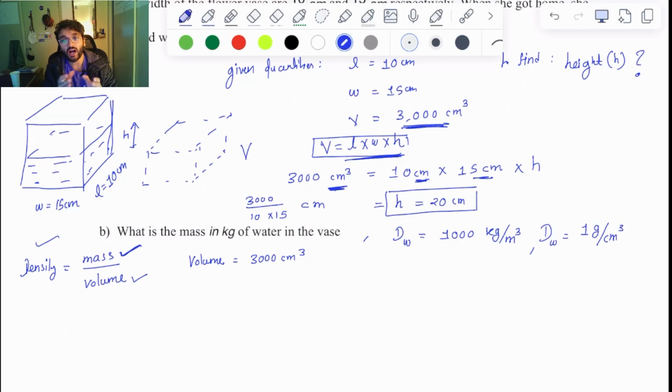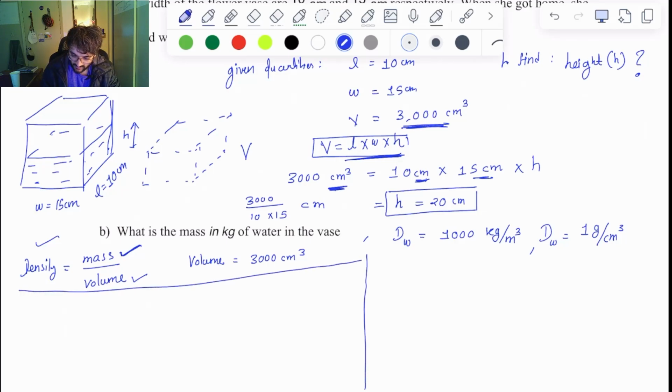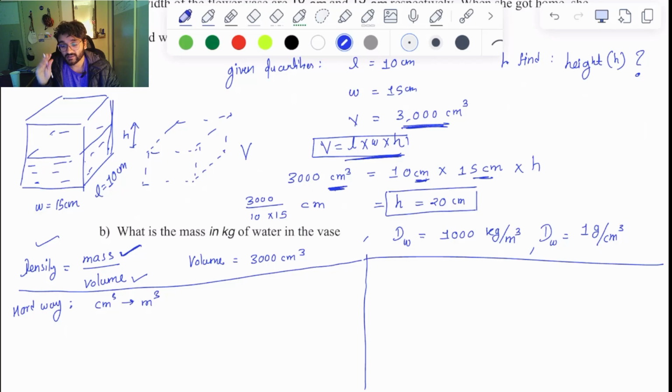Okay, so let me do the hard thing first. Let me just make a division here. Hard way: centimeter cube to meter cube. As I said, step one, convert that centimeter cube to meter cube, because eventually I would like to use the density equals mass over volume formula using the density that is in kilogram per meter cube. And also because we need to find ourselves being comfortable with the international system of units.